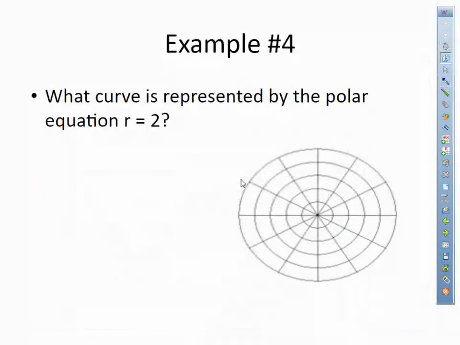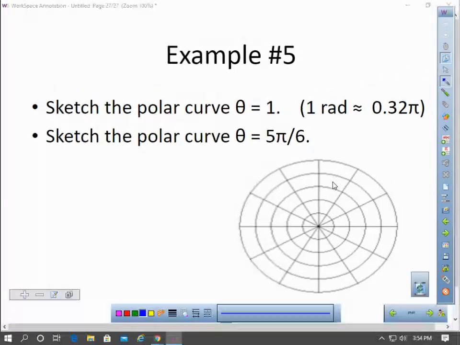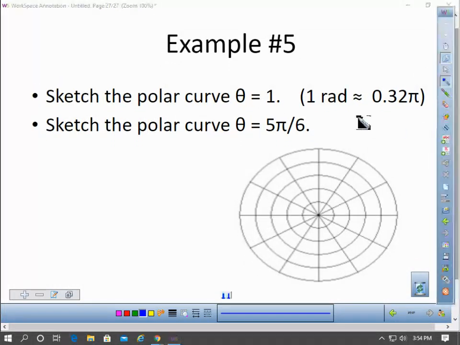All right, one more and then I'll quit this video and have us do something else. This one says sketch the curve theta equals 1. So this means you're sketching the polar curve where the angle is always 1 radian.